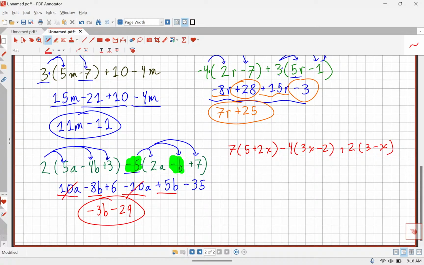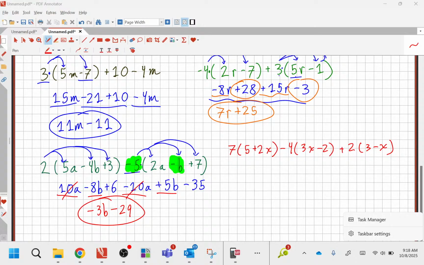So I'm going to tell you guys, this looks worse than what we've dealt with, but the truth is, it's no different. Use the distributive property to get rid of the parentheses and then combine like terms, and then let's see what we've got. Give it a try, and here we go.